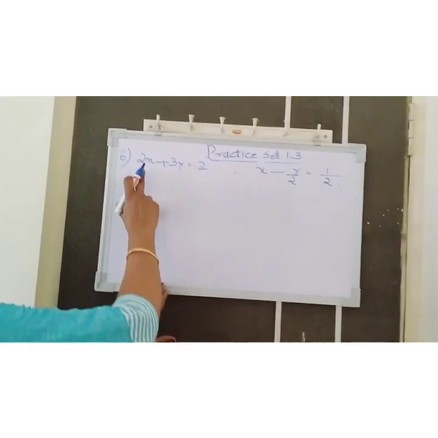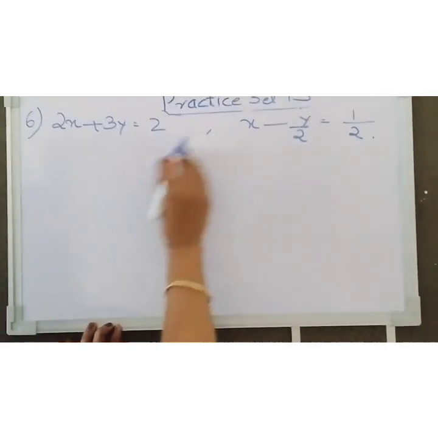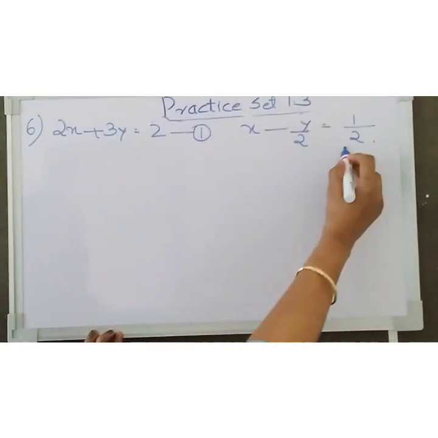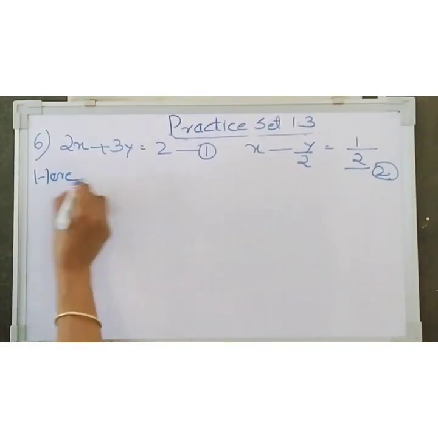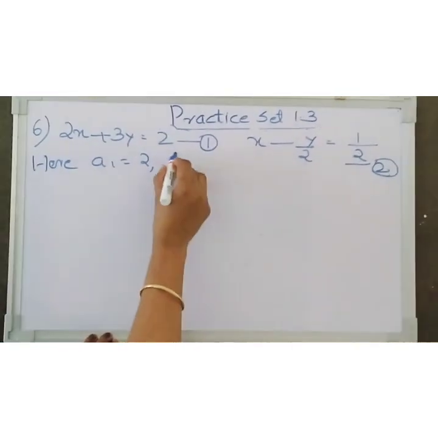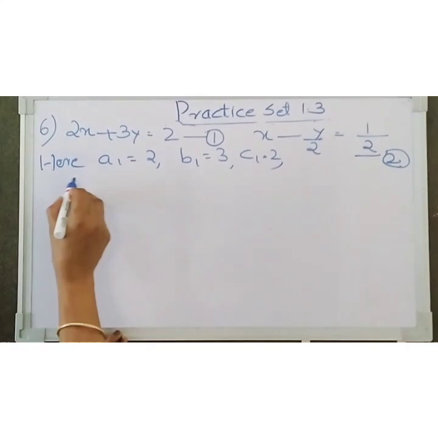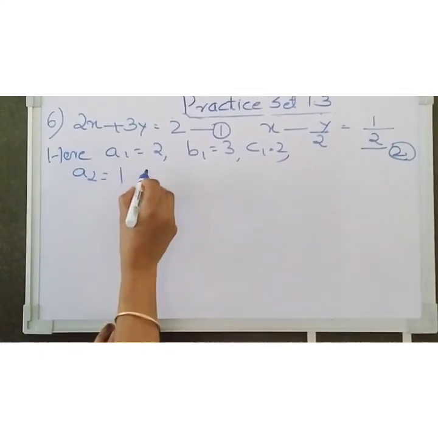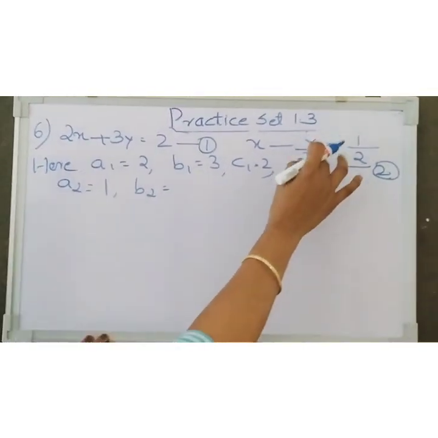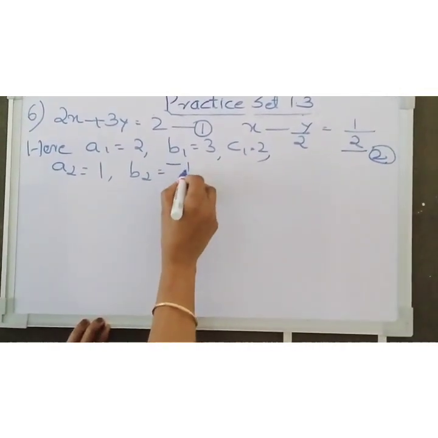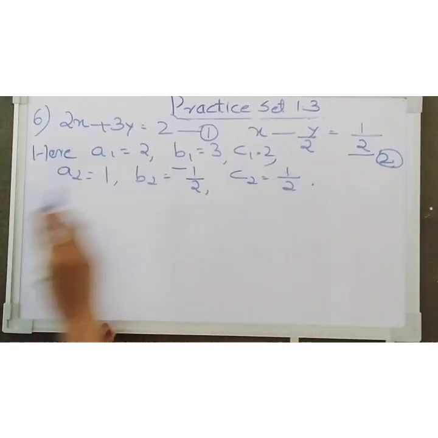Last question, question number 6. 2x plus 3y is equal to 2 and x minus y upon 2 is equal to 1 upon 2. First is equation number 1 and this is equation number 2. Here a1 is equal to 2, b1 is equal to 3, c1 is equal to 2 and a2 equal to 1, b2 is equal to the coefficient of y, which is negative 1 upon 2, and c2 is equal to 1 upon 2.